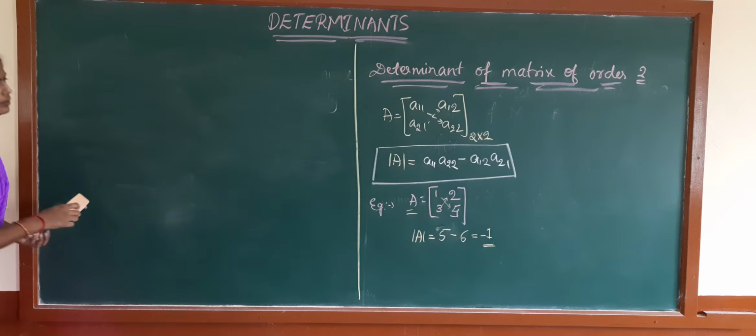Here minus 1 raised to i plus j, we write the values of i and j. We considered the first row first element, so i plus j is 1 plus 1. Then leaving this row and this column, what remains is A22, A23, A32, A33. So we have to find the determinant of that. Again we have to write A11.